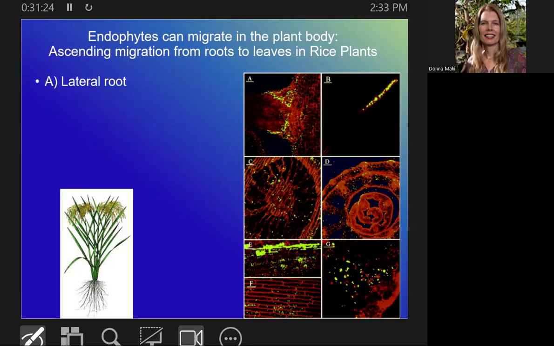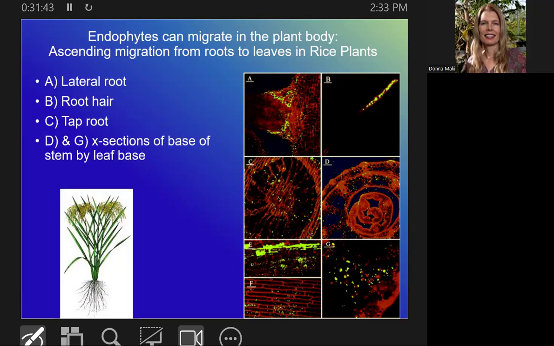So in this paper, they labeled the bacteria green. So they're popping green. All the red is the plant tissue. And they're showing progression A, B, C, D, E, F, G, the progression from the lateral root and the root hair. A and B are showing that, and the taproot is C. And then D and G are through the base of the stem. And then E and F are inside the leaf. And so they're showing that the labeled microbe that they put into the soil system could then go endophytic all the way up to the leaf.